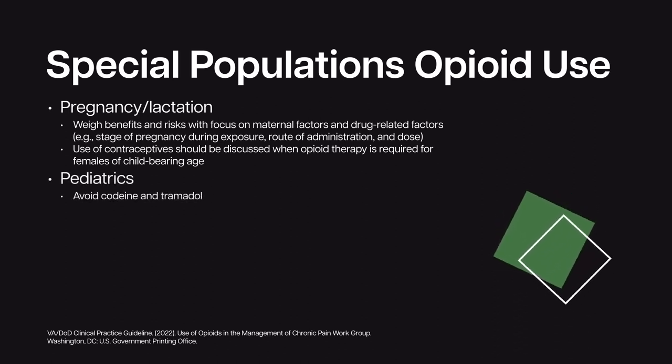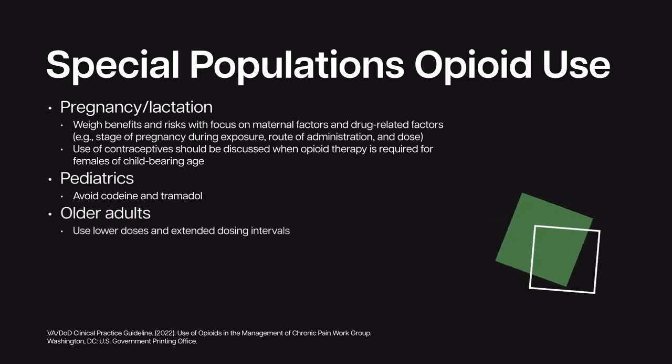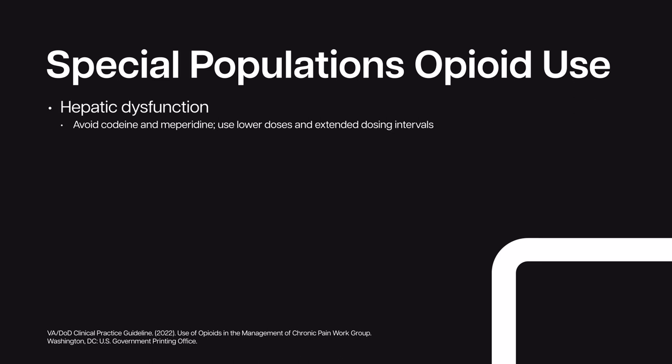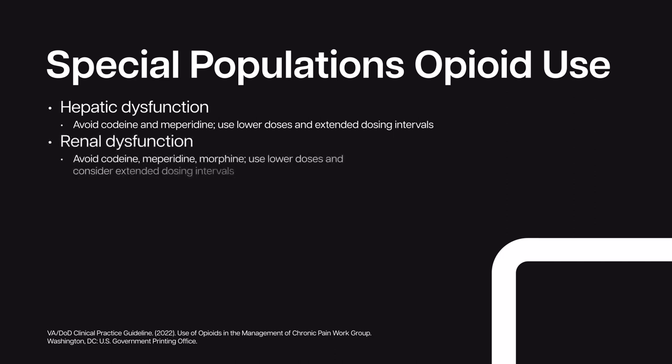In pediatric populations, avoiding codeine and tramadol is important. In older adults, using lower doses and extended dosing intervals is recommended. For patients or individuals that have respiratory disease, consider use of a mixed partial agonist like buprenorphine. For individuals with hepatic dysfunction, avoid codeine and meperidine and use lower doses and extended dosing intervals. For renal dysfunction, avoid codeine, meperidine, and morphine, and again use lower doses and consider extended dosing intervals.